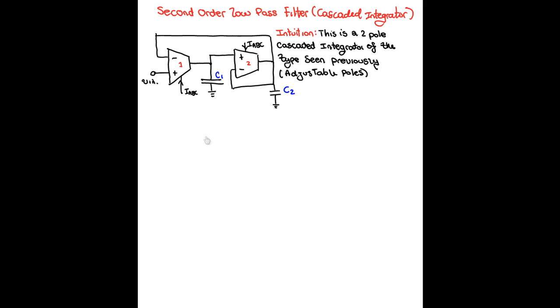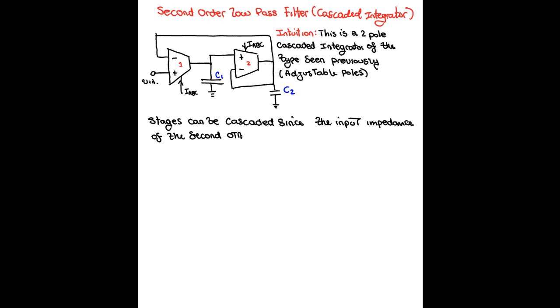Okay, so for this filter, stages can be cascaded since the input impedance of the second OTA is ideally infinite.